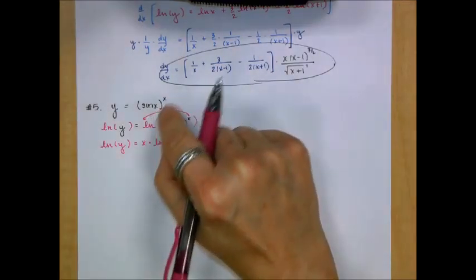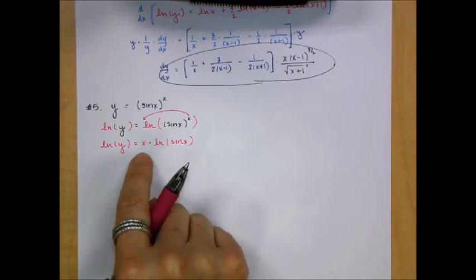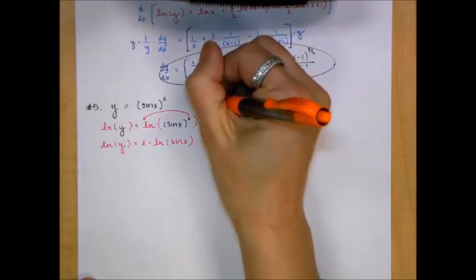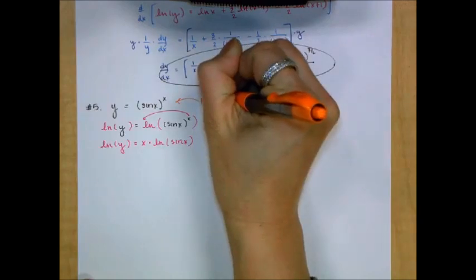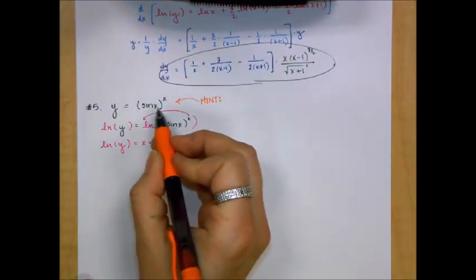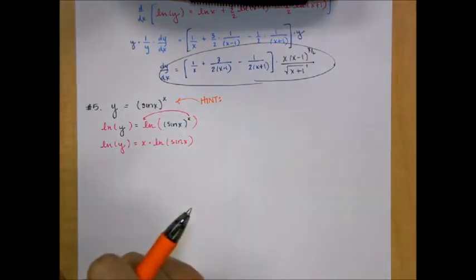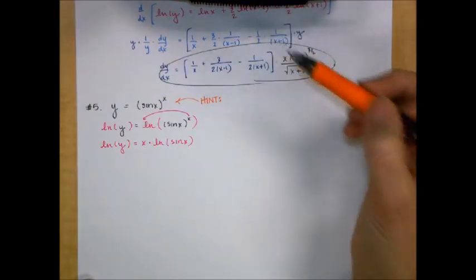So I'm going to give you a really big hint here. Anytime you have this variable base and a variable exponent, you're going to use logarithmic differentiation. Again, number 4, you kind of had an option, but it's better with the logs. This time you don't have an option. The only way to take the derivative is to introduce those logs.